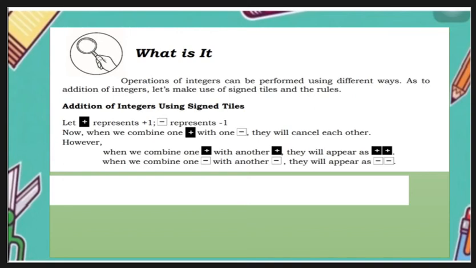Operations of integers can be performed using different ways. As to addition of integers, let's make use of sign tiles and the rules. So there are ways of solving the addition of integers: it could be the sign tiles and the rules. First, addition of integers using sign tiles. Let positive represent positive 1 and negative represent negative 1. When we combine one positive with one negative, they will cancel each other.